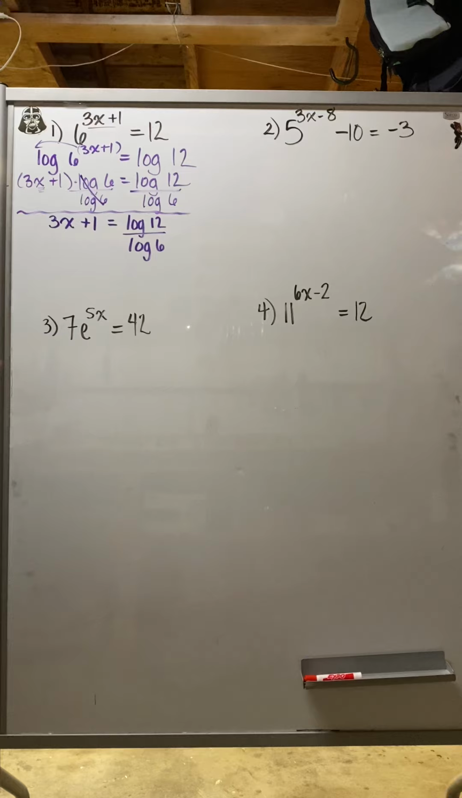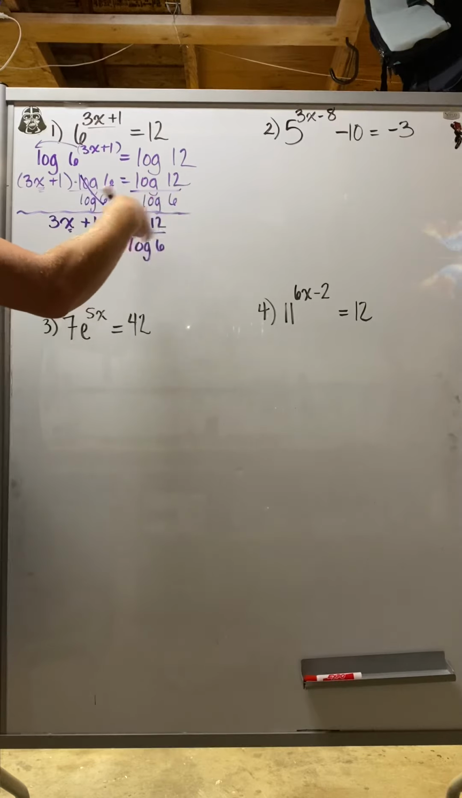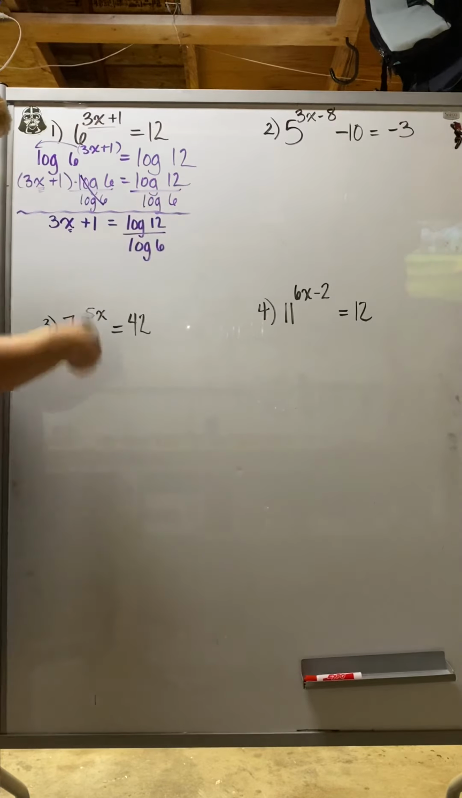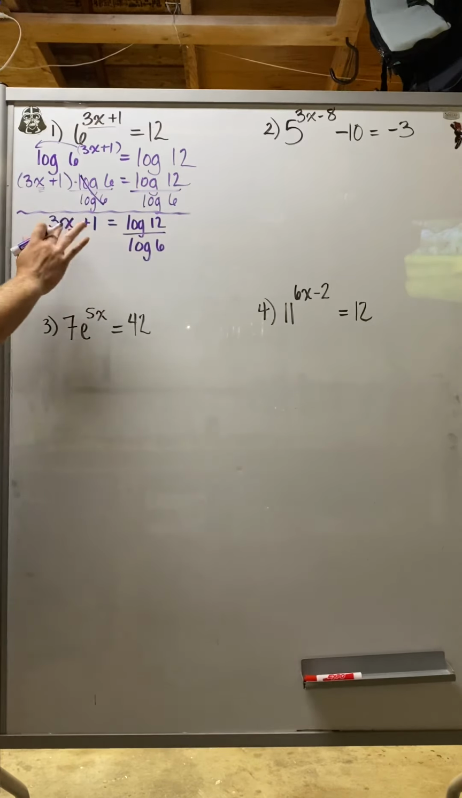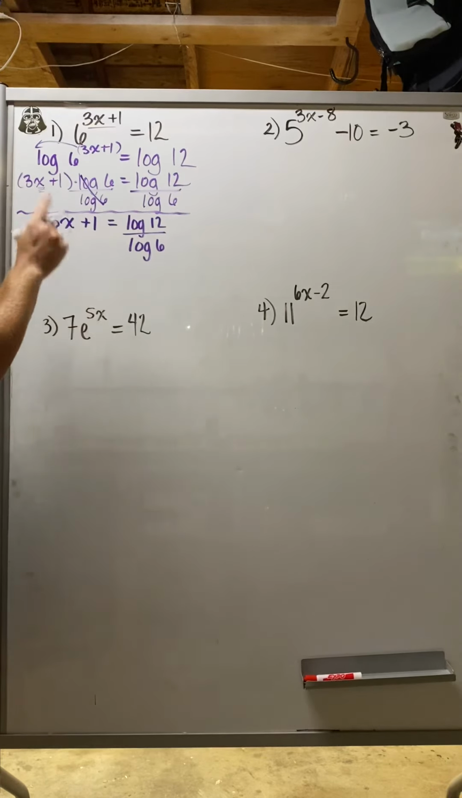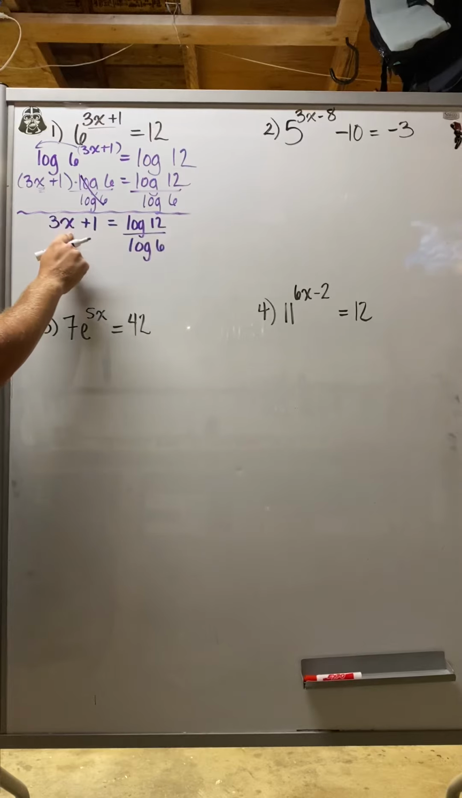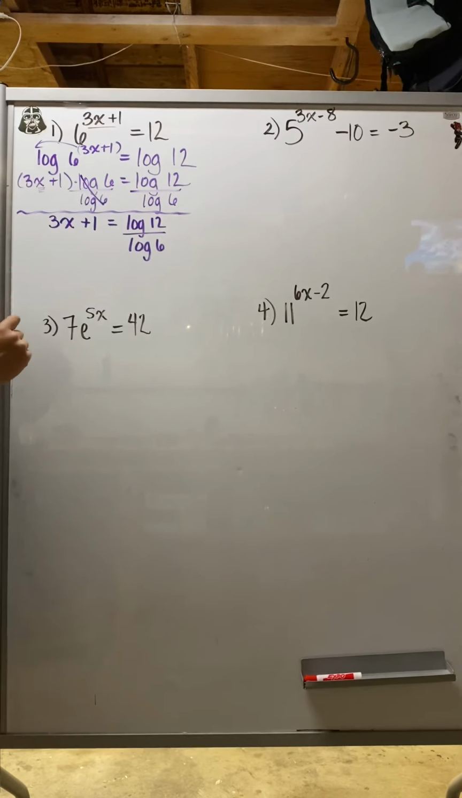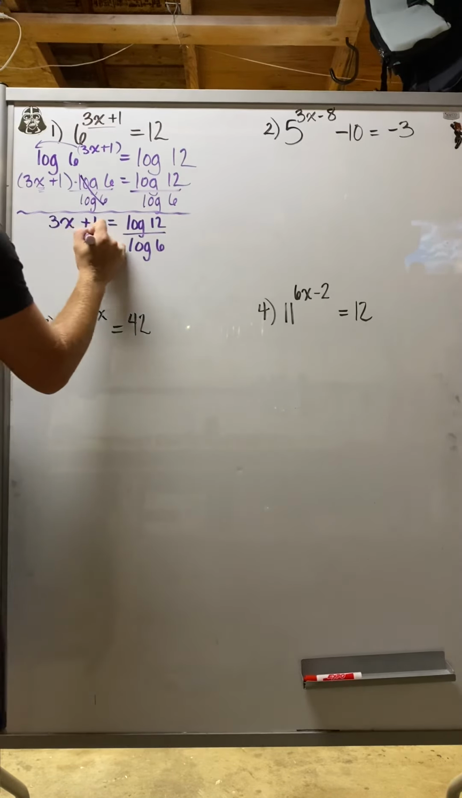And now my goal is to get this x by itself. Well, how do I do that? Well, if I did this, log of 12 divided by log of 6, I get just another number. So don't worry about what that side looks like. This 1 and this 3 need to move because they are attached to x and I don't want anything attached to my x. How does plus 1 move? It moves with a minus.